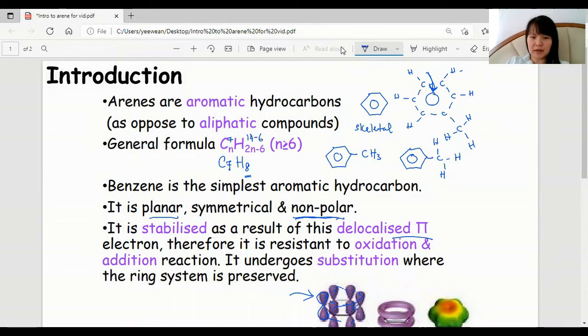This ring system is actually stabilized by the delocalized pi electrons. Therefore, it's resistant to oxidation and addition reactions, although there are some exceptions where it can undergo addition, but it's not common. We'll not cover addition in this introduction video. To preserve this system with the delocalized pi electrons, it most of the time undergoes substitution, where the ring system is still there.